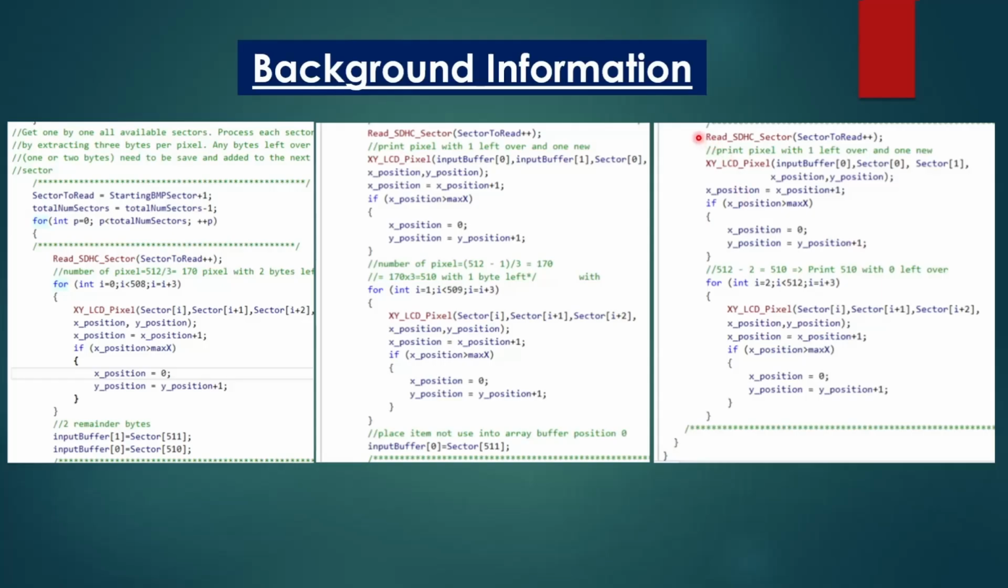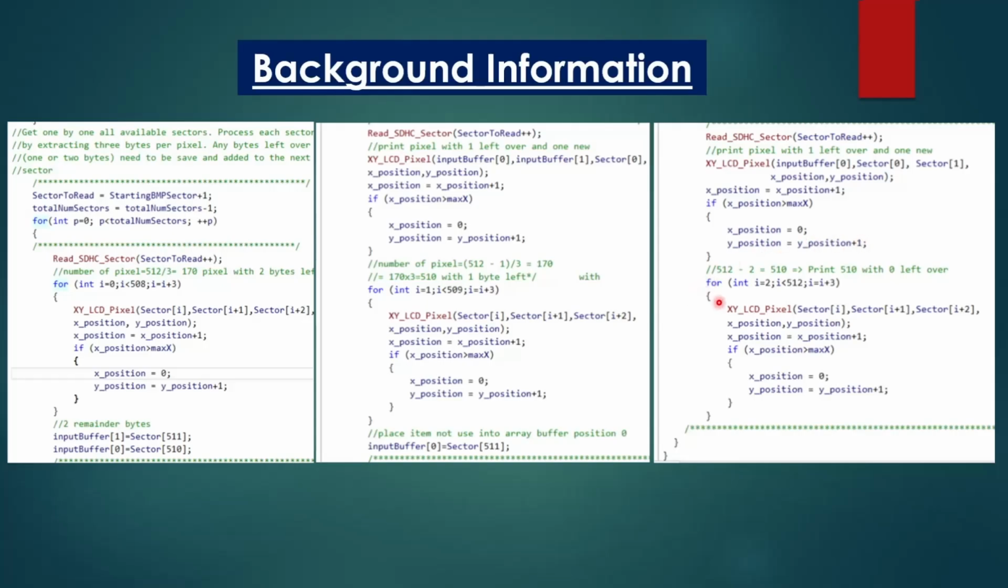Okay, next what I do is I read the sector, then I increment it, and then first order of business is placing the pixel. So I use for this pixel the input buffer 0, which is the leftover, and then I get sector 0 and sector 1 from the current read, and then I get my X and Y position. After rendering the pixel, I check to make sure that I'm not at the end of the row. If I am, then I take my position to 0 and increment my row.